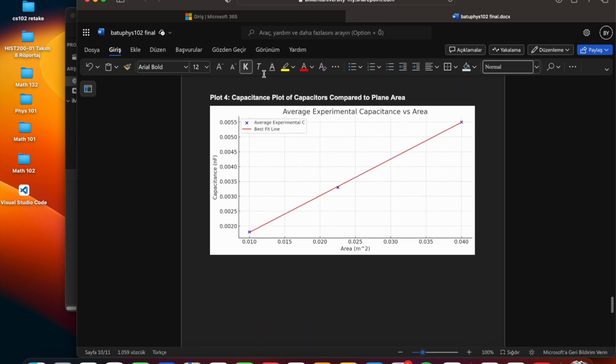And this is the graph. We are looking for the capacitance plot of the capacitor compared to the plate area. So this is the first experiment, this is the second experiment, and this is the third experiment. We can observe that when the plate area is increased, the capacitance of the system also increases, and this is my best fit line.